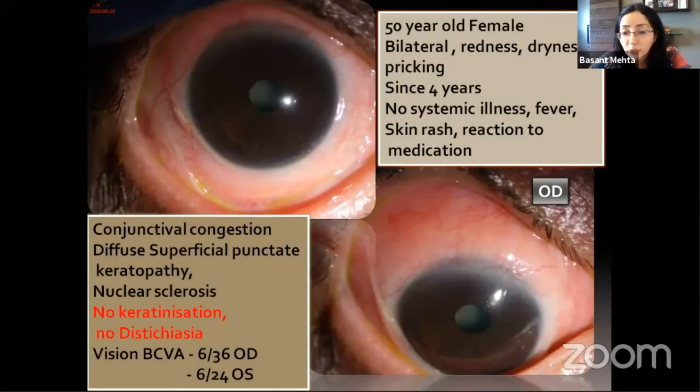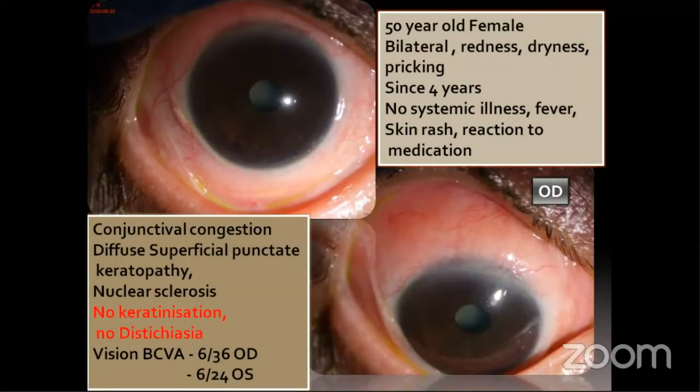I think, shall I continue with the last case or skip it? Yeah, go ahead. So I think we have 1 or 2 minutes extra.